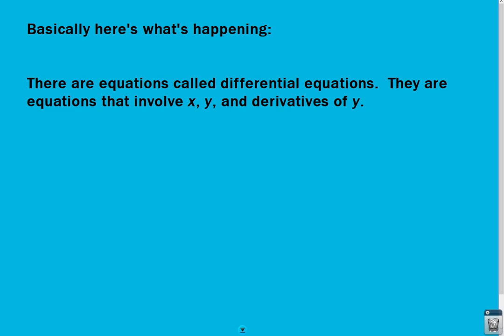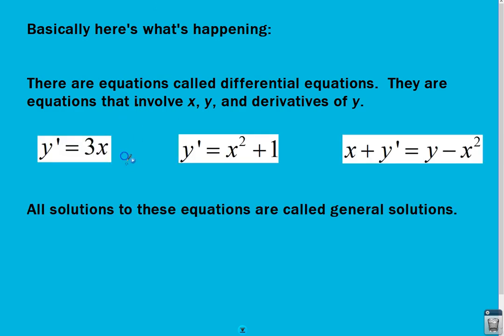So here's what's happening. We have equations that are called differential equations. They are equations that involve x, y, and derivatives of y. They look like this: y prime equals 3x, y prime equals x squared plus 1, or x plus y prime equals y minus x squared. We've seen this kind of stuff before back when we did implicit differentiation. All of the solutions to any of these equations are called general solutions because they will generally work.